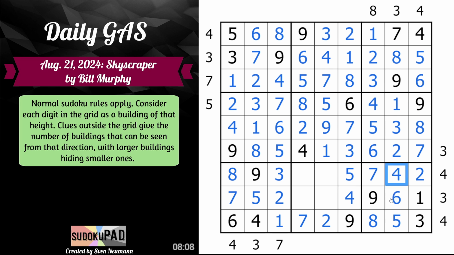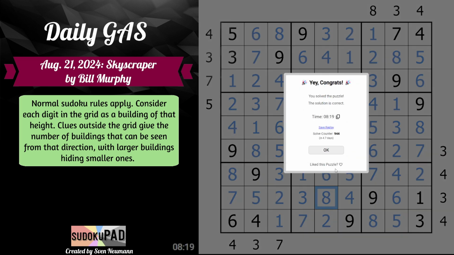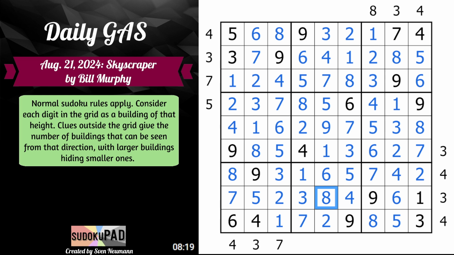4 gives us our 6, 4, and now we are almost done. This is 1. This is, sorry, 3. This is 6 and 8. 6, 8, yes, and we are done in 8 minutes and 19 seconds with Skyscraper by Bill Murphy.